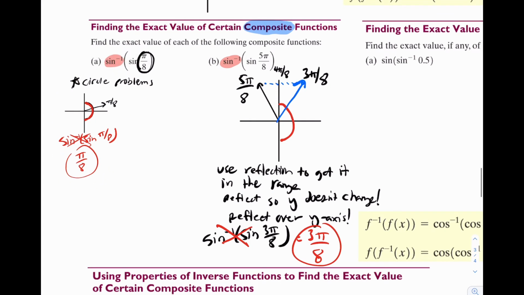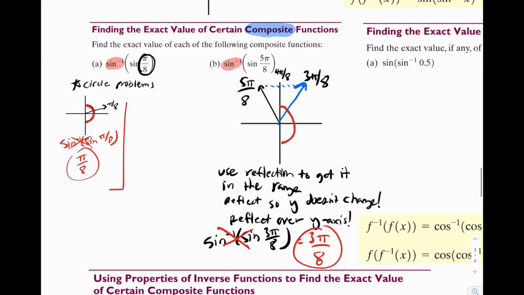I'll do one right here. Sine inverse of sine of 7 pi over 6. So I'll do the shorthand method now. So we highlight quadrants 1 and 4. I can see 7 pi over 6 is right here. That's clearly out of the range.